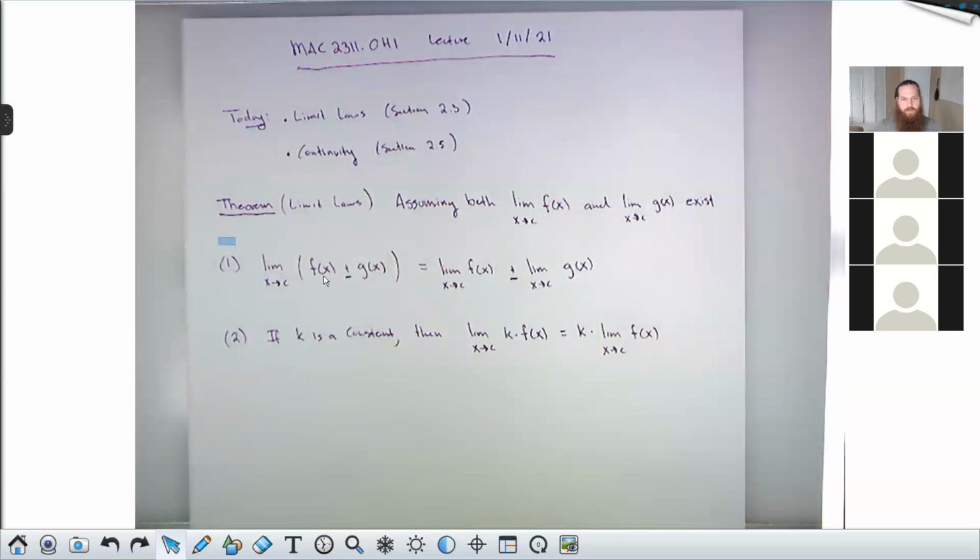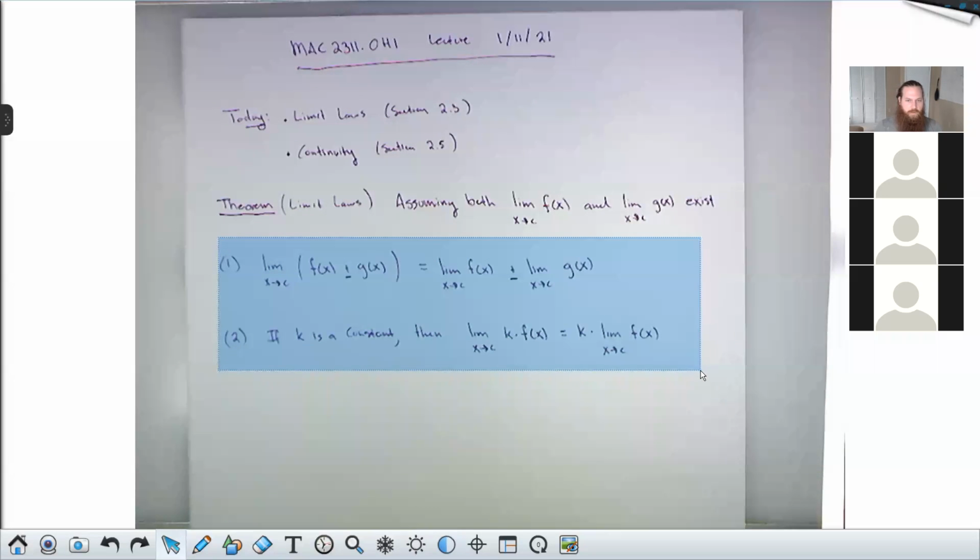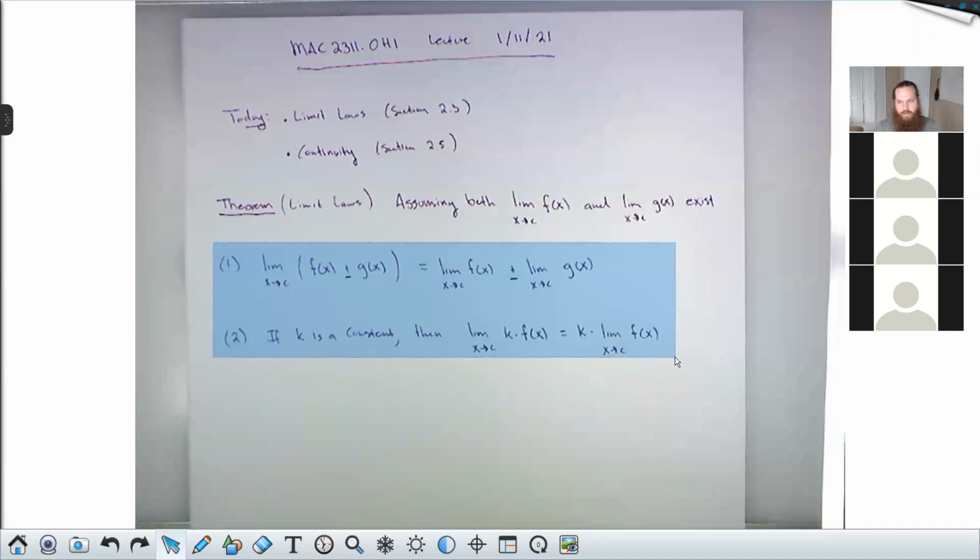A neat fact, I wouldn't tell this to a non-honors class, but a neat fact is that these two things together make the limit what's called a linear operator. Anybody here have interest in quantum physics?